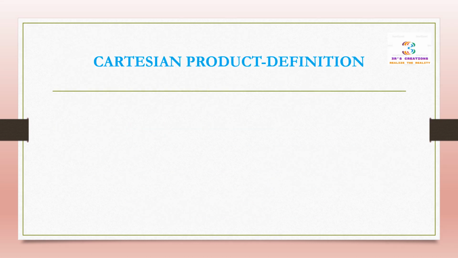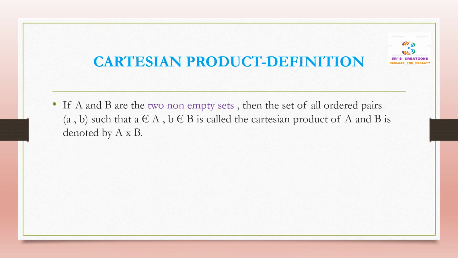Cartesian product definition. If A and B are two non-empty sets, then the set of all ordered pairs (a, b) such that a belongs to A, b belongs to B is called the Cartesian product of A and B, denoted by A cross B. So, by the definition itself, we can understand that there must be two sets which are non-empty. Cartesian product is also represented in set builder form, that is A cross B is equal to {(a, b) such that a belongs to A, b belongs to B}.